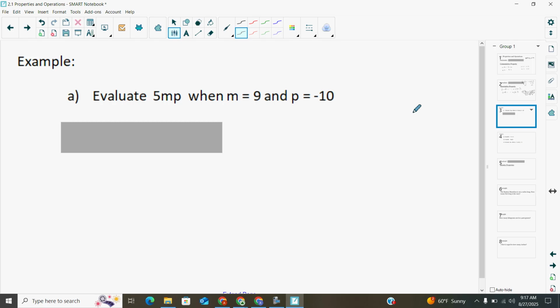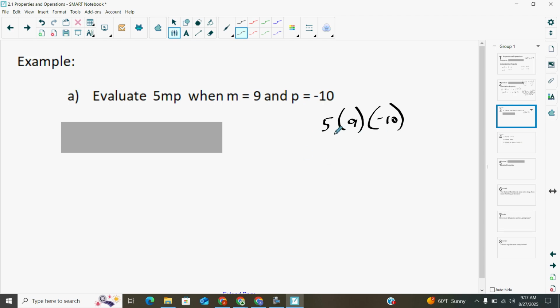Example 1 has a couple different parts. It asks us to evaluate 5MP, 5 times M times P, when M is 9 and P is negative 10. 5 times 9 times negative 10. And remember, we can do this in any order we want. 5 times 9, we could do that first. We could do the 5 times 10 and then multiply by 9. We could do 9 times 10 and then multiply by 5.